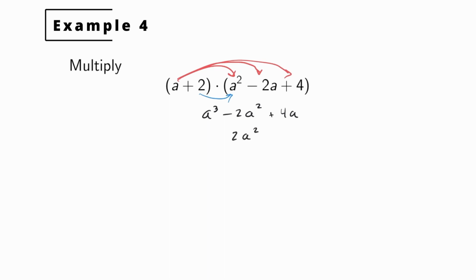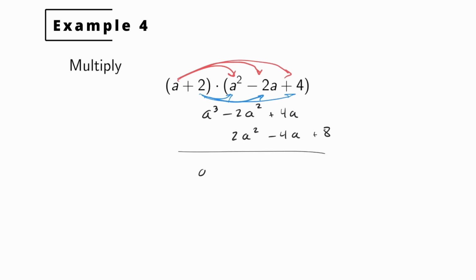2a squared. And now I do 2 times negative 2a. That's going to give me negative 4a. And then finally, 2 times 4 is 8. And the reason why we did this, okay, is because if you look at just the terms we have, they all match their type. They're all like terms, right? So it's a cubed, there's no other a cubed term, but you have a squared terms, a terms, constant terms. And so now just sort of add them up.